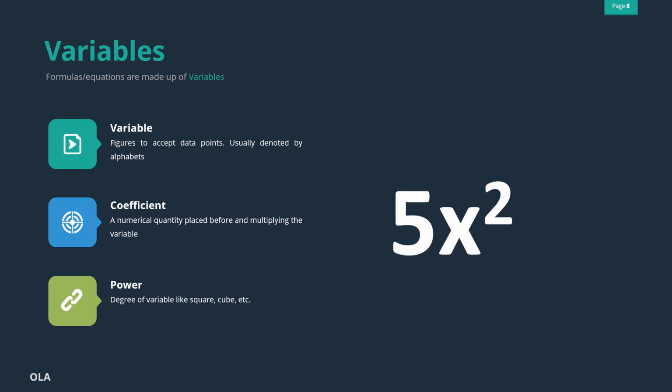Each term is composed of a coefficient and a variable with a degree. The degree may be 0, more, or even negative. In the given term, 5 is the coefficient, x is the variable and 2 is the power of x.